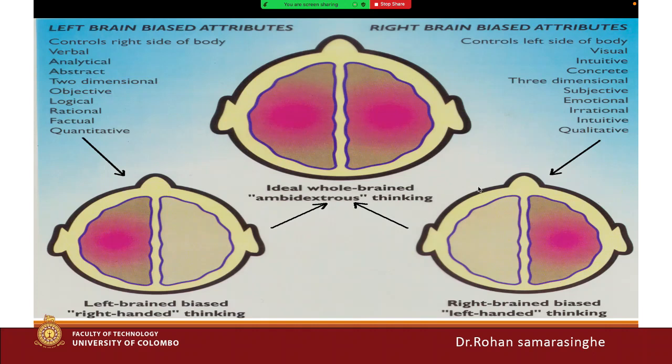If you want to practice as an innovator, you have to develop your left and right brain. You have to get work from both the left and the right brain.